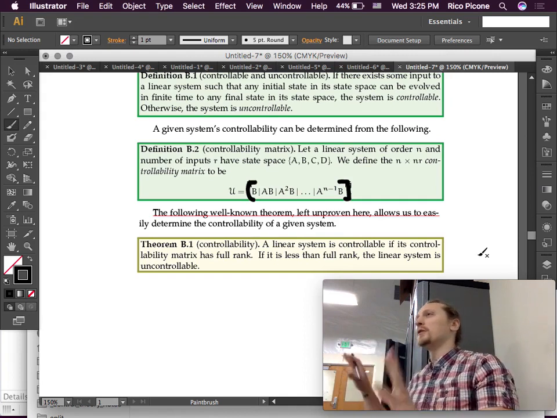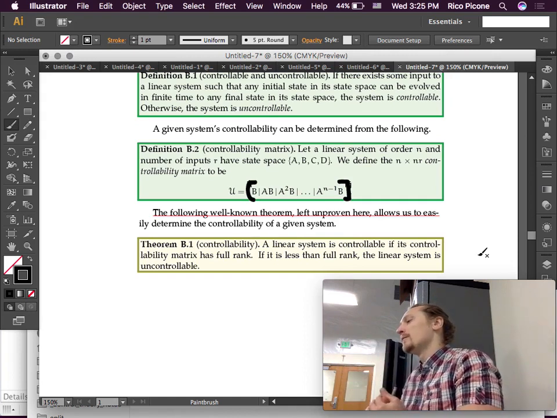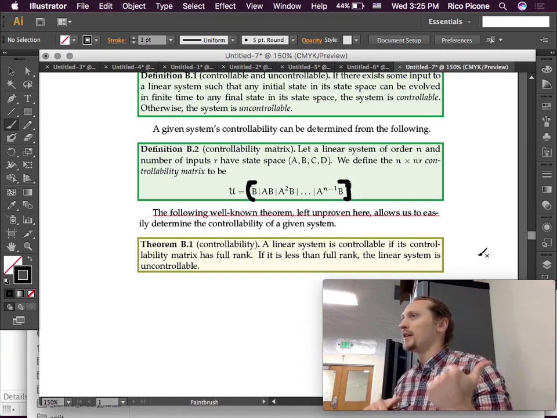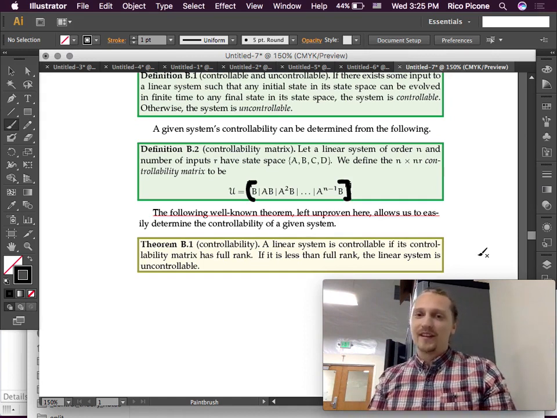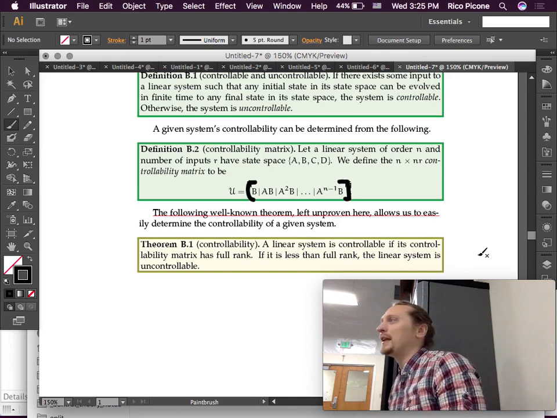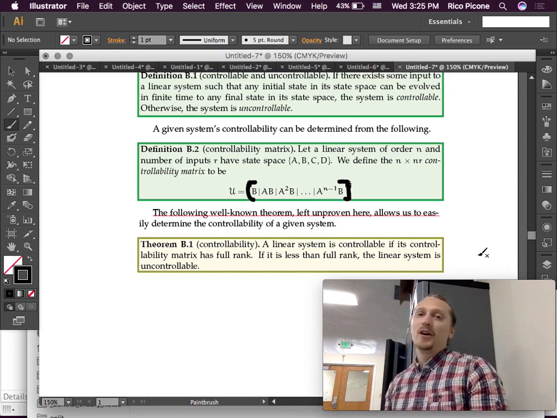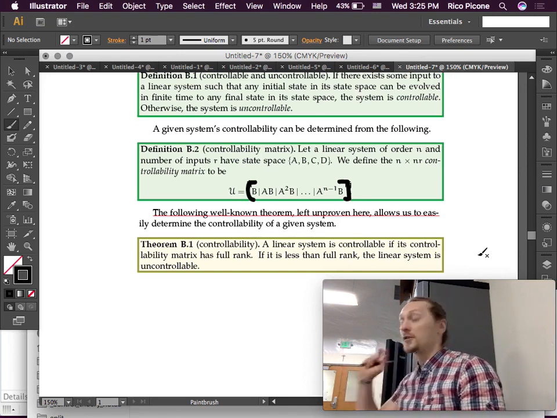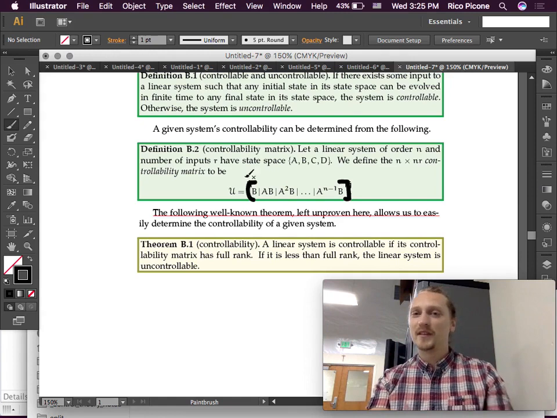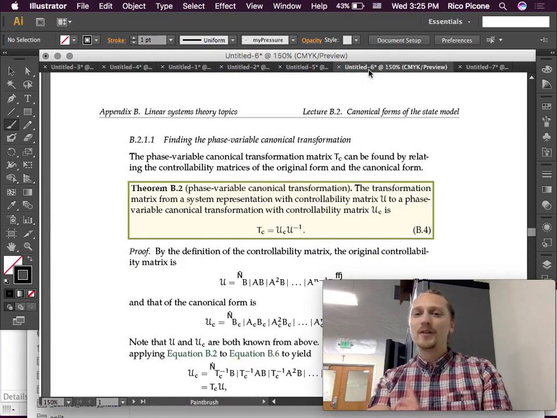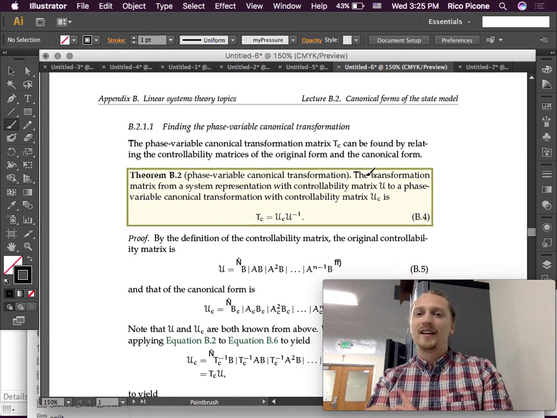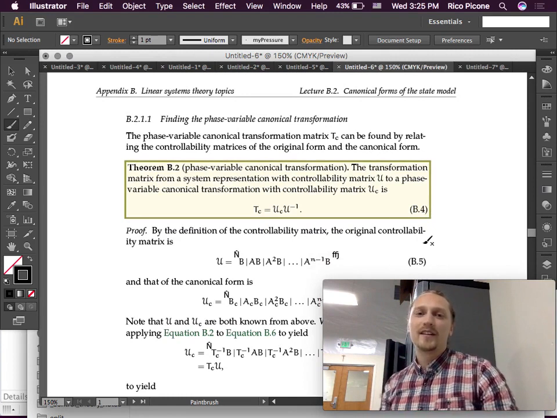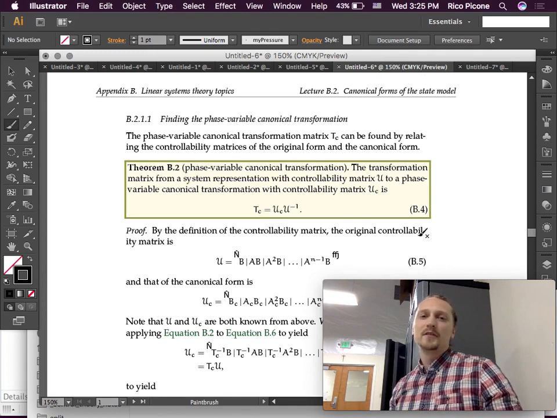There's a lot to do in modern control theory about controllability, observability, etc. But controllability is all we need right now, so we're going to skip back now. So we're going to say, okay, we just picked up our definition of controllability and our controllability matrix specifically. We're going to use that back here, okay? So let's remember what this is.